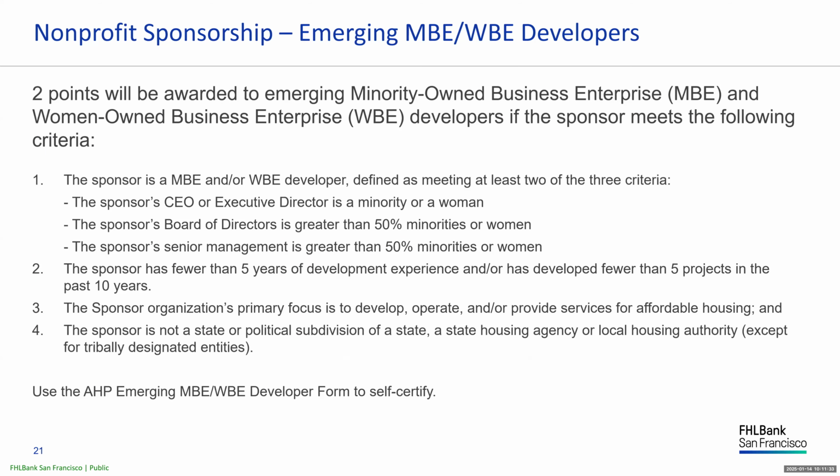The last nonprofit subcategory is one that awards 2 points to emerging minority or women-owned developers. If the project earns at least 5 points in the preceding subcategories, the project may earn points in this subcategory, meaning the sponsor must have some amount of ownership interest and must receive at least 25% of developer fee in order to receive these points. Emerging minority or women-owned developer points will be awarded to projects that meet all of the following criteria.